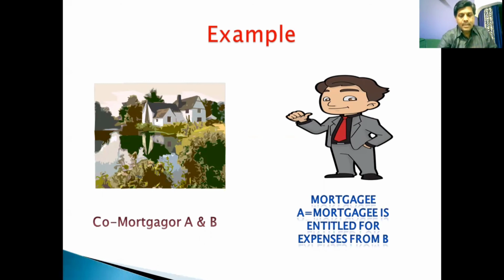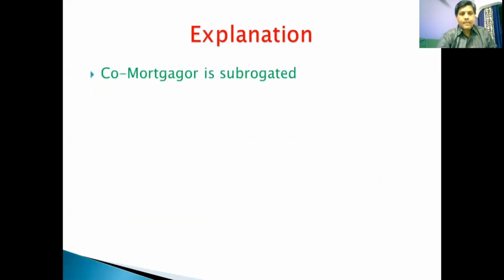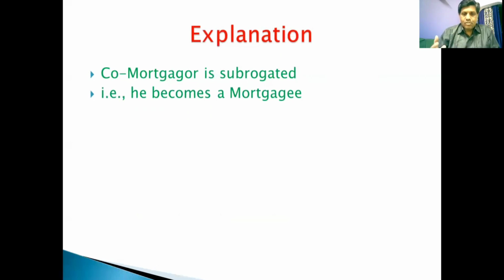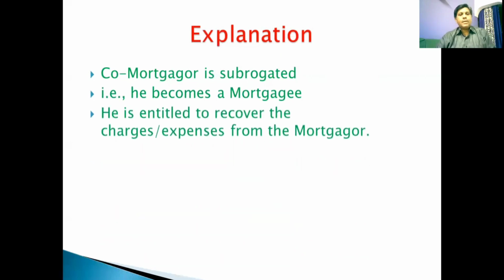Now, what does it say? It says the co-mortgagor is subrogated, he is substituted. Then he becomes a mortgagee. He takes the place of the mortgagee. Then he is entitled to recover the charges, whatever expenses and income he has, in addition to recovering his mortgage money. Since the other co-mortgagor was unable to pay, he has paid the entire money on their behalf. So he is entitled to that money.